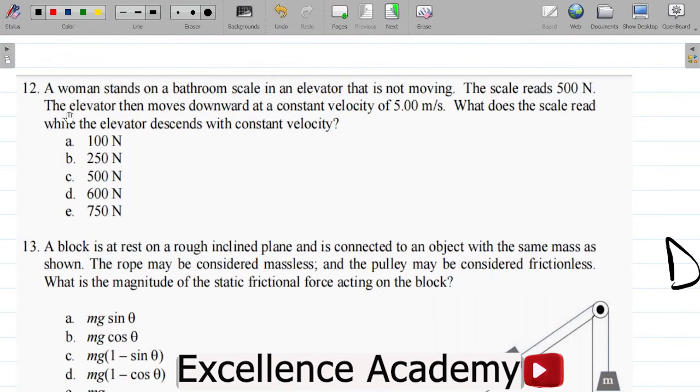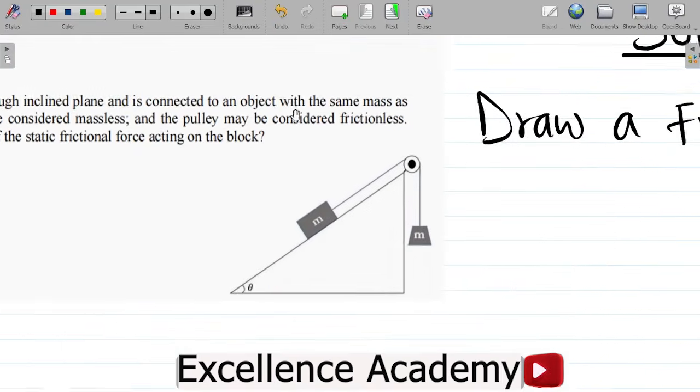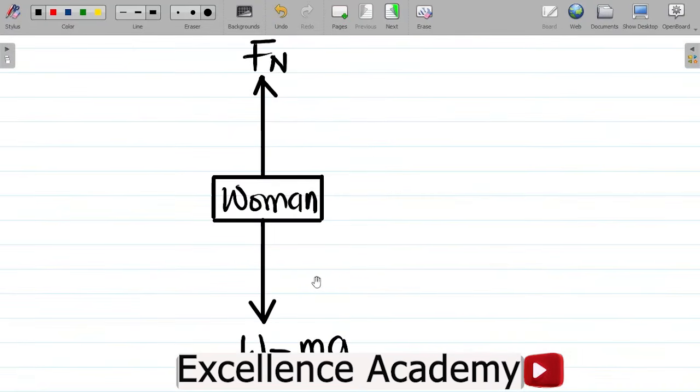Okay. Next thing here, they said the elevator then moves downward with a constant velocity. Now, when somebody moves with a constant velocity, there will be no acceleration, right? And if there's no acceleration, the woman's weight will remain constant. That means the weight would not change. Now, what does the scale read while the elevator descends with constant velocity? What will the scale read?